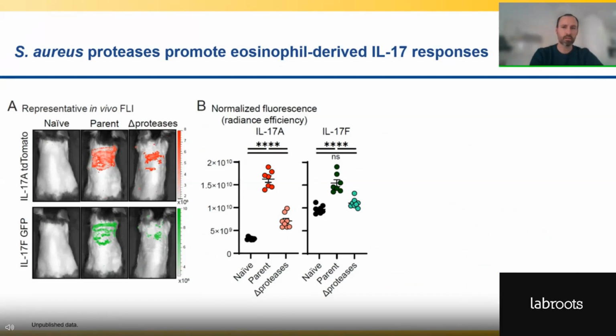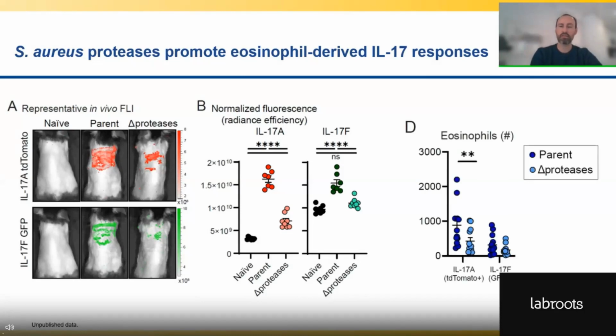To perform this study, we used a mutant Staph aureus strain that's deficient in 10 extracellular proteases that was previously found to be important for driving skin inflammation. We combined this with our IL-17A/F reporter strain again. And what we found is, as before, in the parent Staph aureus strain, there's a significant increase in the IL-17A and F expression. What was interesting is that in the mutant protease strain, there was a significant reduction in both IL-17A and F expression in the skin, suggesting that Staph aureus proteases were important for driving IL-17 responses.